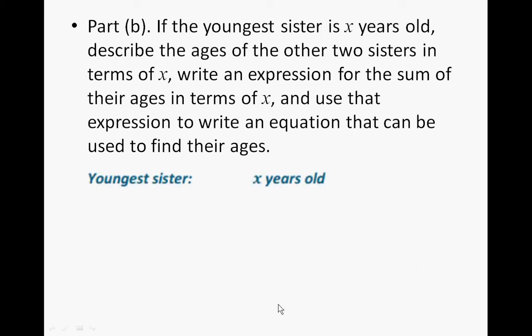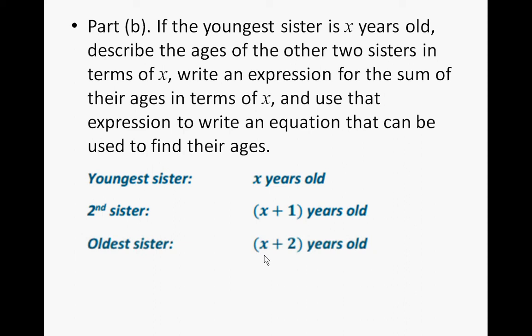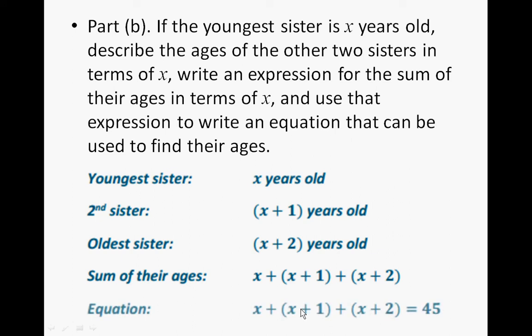So if the youngest sister is x years old, then that means the second sister would be x plus 1. And the third sister would be x plus 2. So if you sum their ages, it would be x plus 1 plus x plus 2. And the equation would then be x plus 1 plus x plus 2 equals 45.